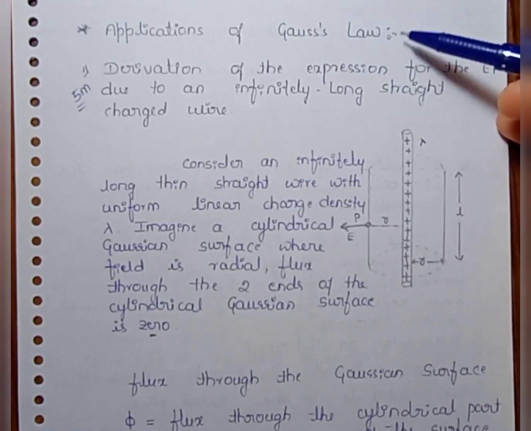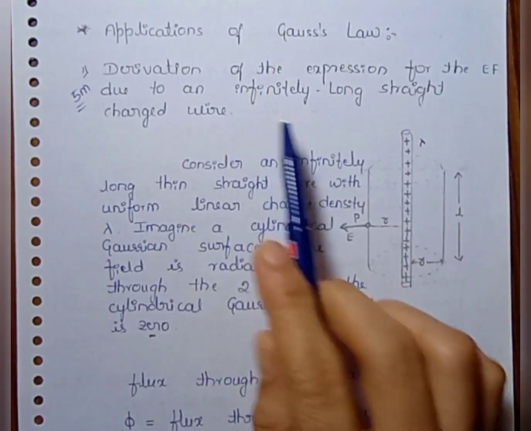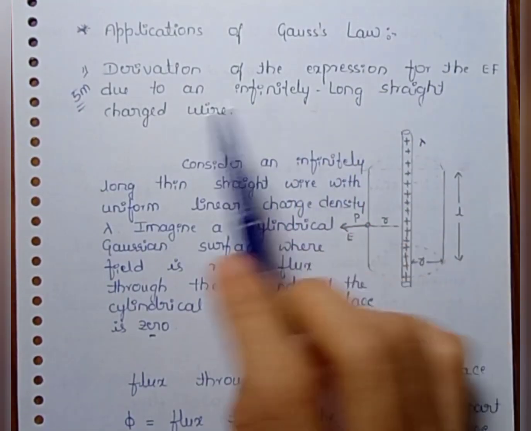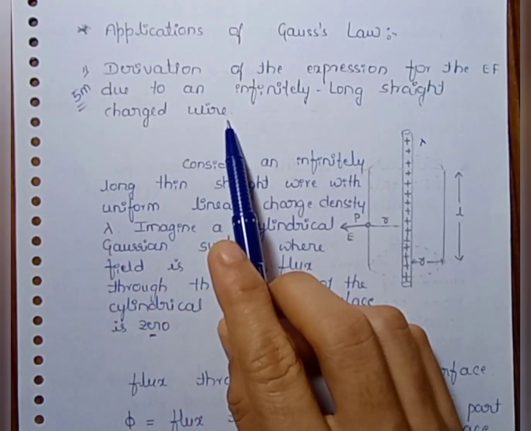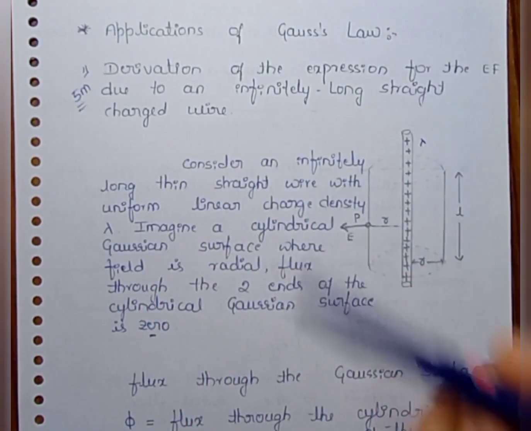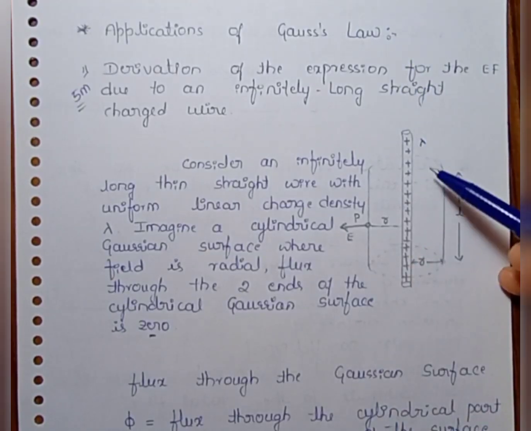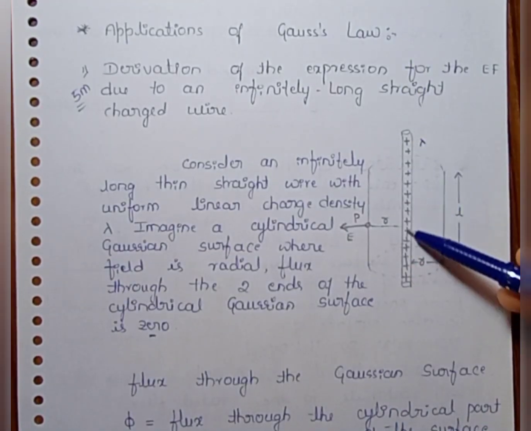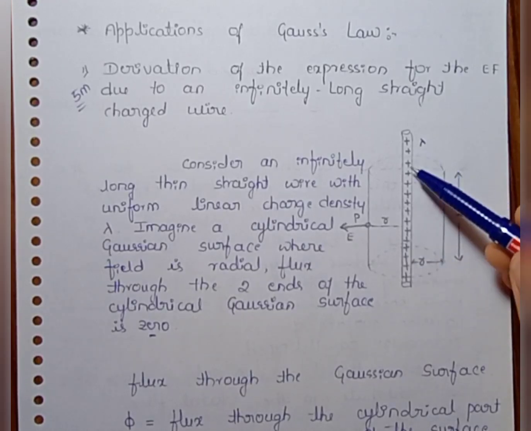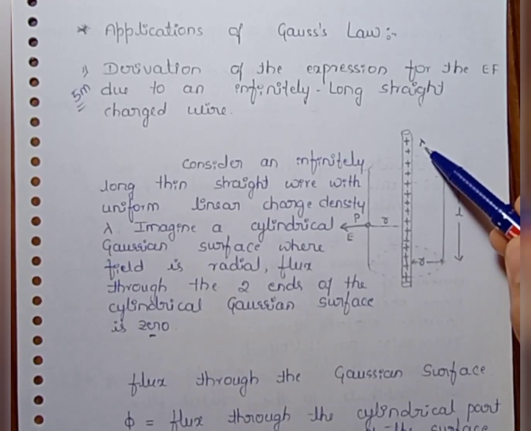Next one is the application of Gauss law. There are mainly three applications. First one is the derivation of the expression for the electric field due to an infinitely long straight charged wire. We derive the electric field just by using Gauss law. Let us consider an infinitely long thin straight wire with uniform linear charge density lambda.